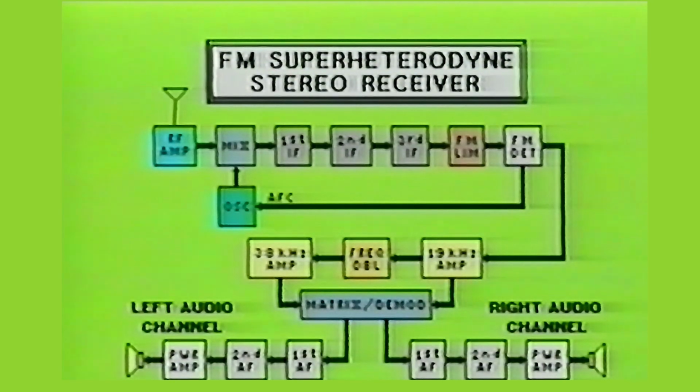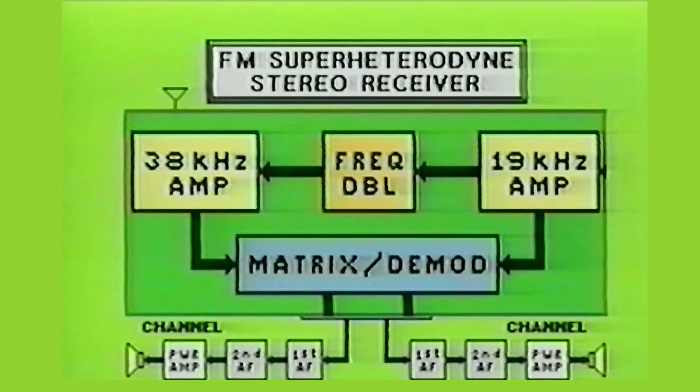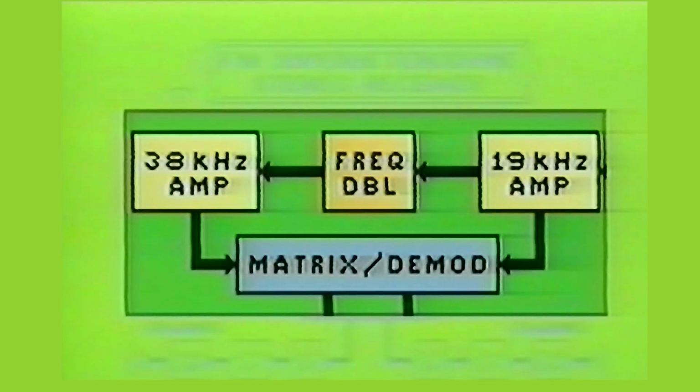Next, the signal is fed into a 19 kHz amplifier. This stage also amplifies the L plus R and L minus R signals. The 19 kHz amplifier contains two outputs, one of which goes to a frequency doubler circuit, which increases the frequency to 38 kHz. This new frequency is then fed into a 38 kHz amplifier, where it is amplified and passed into the multiplex demodulator stage. The second output of the 19 kHz amplifier goes directly to the multiplex demodulator section.